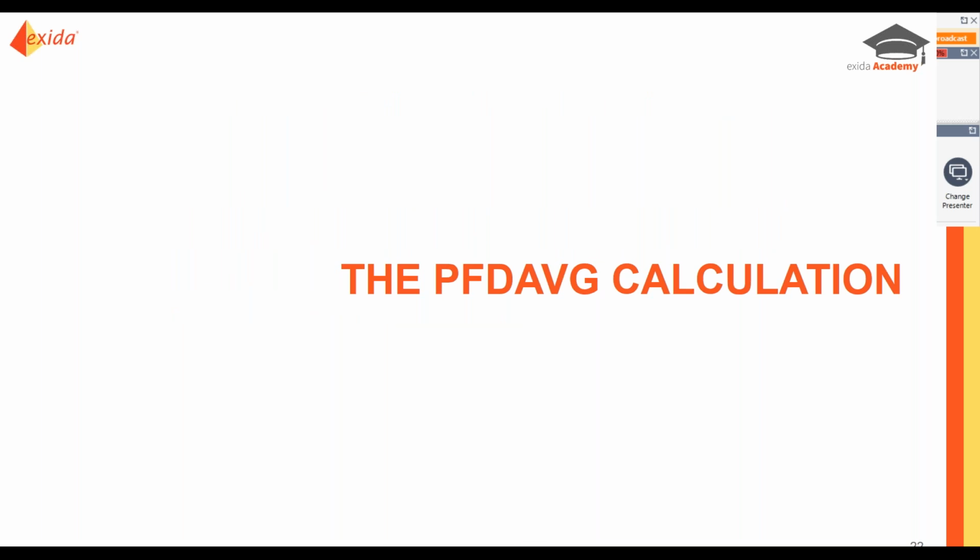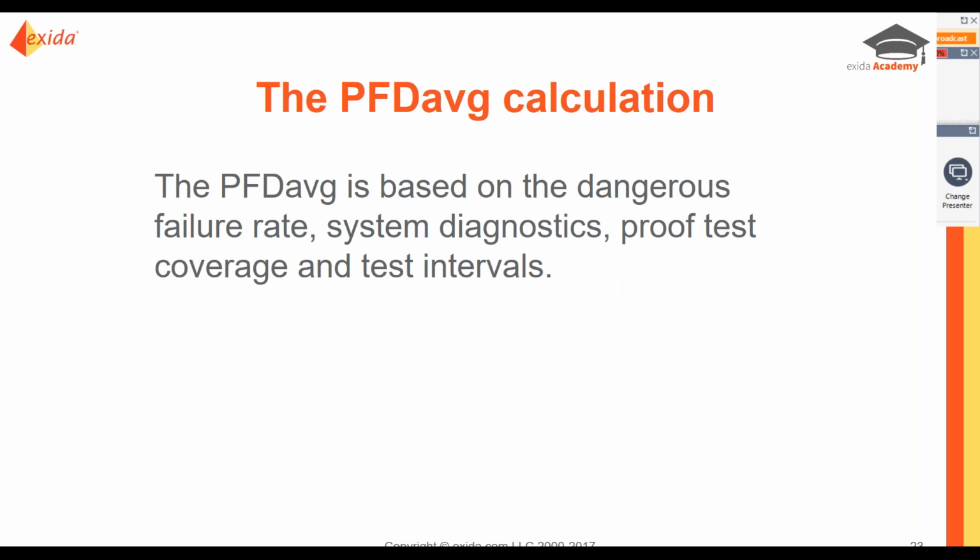And then finally, the Pfd average calculation. The Pfd average calculation is based on a number of variables, including the dangerous failure rate. So the device that you're buying will go through the process of having an FMEDA done, and you will receive your failure rates from that report or the certificate.